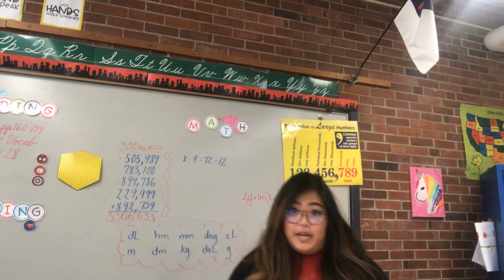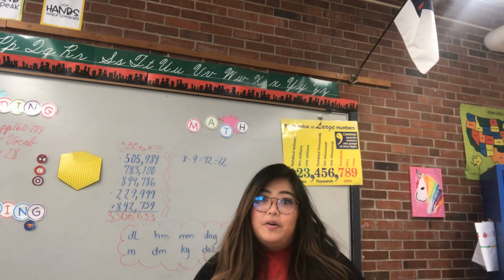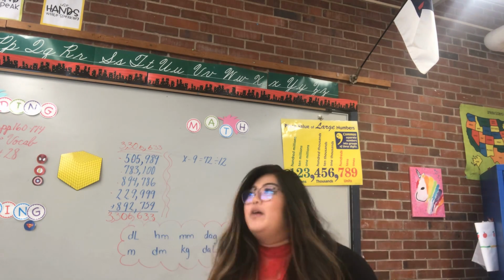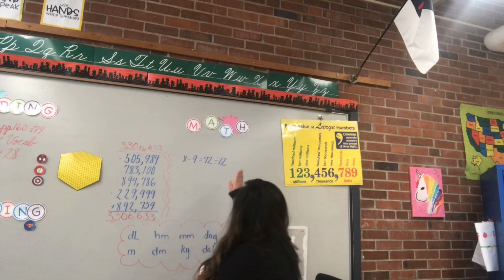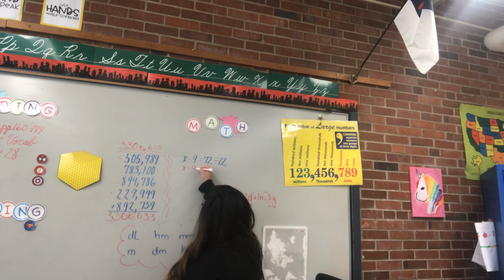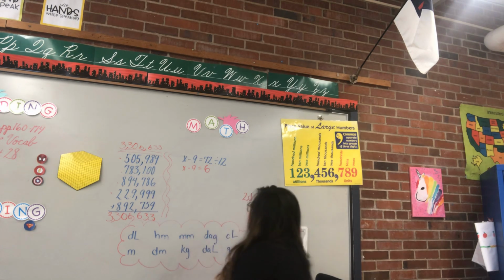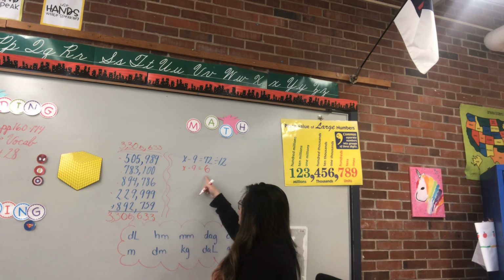The first thing we do as detectives is we always solve for what we know, okay? Always solve for what you know. And the thing that we know is what 72 divided by 12 equals. So we will write x minus 9, because we do not know what x minus 9 equals, what is 72 divided by 12? 6. Okay, so now we have x minus 9 equals 6.